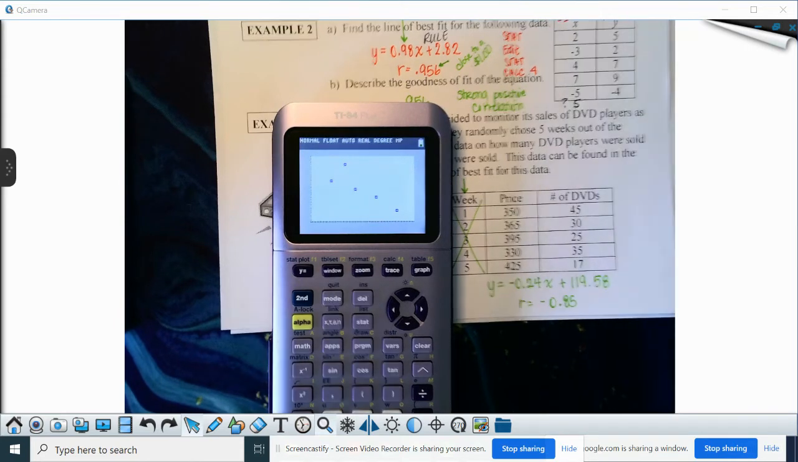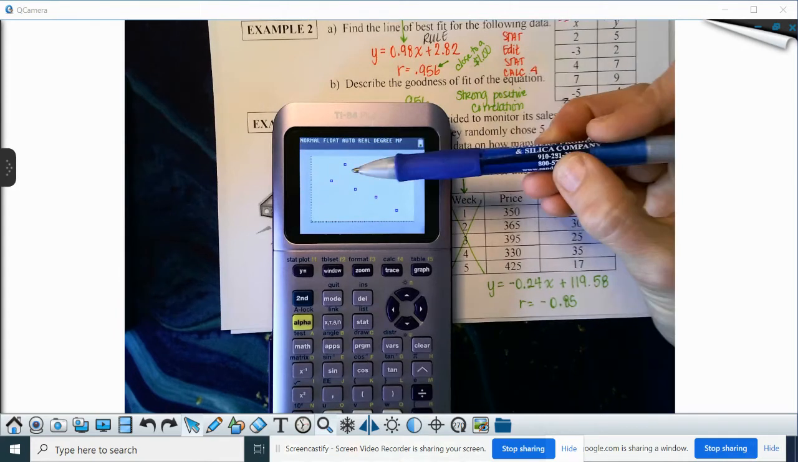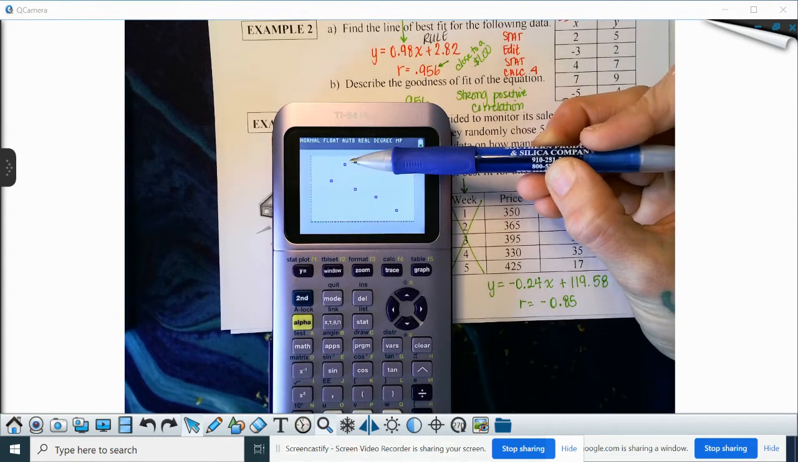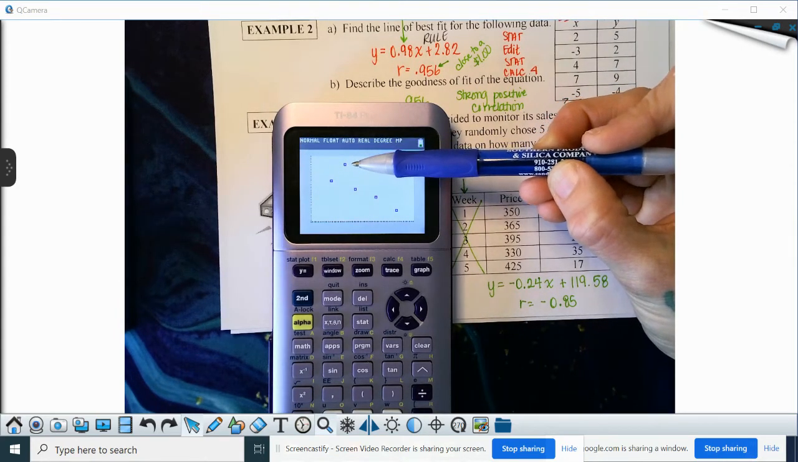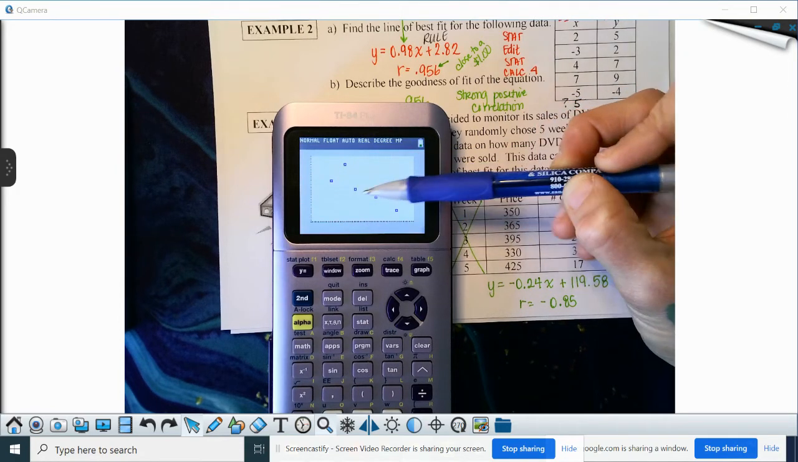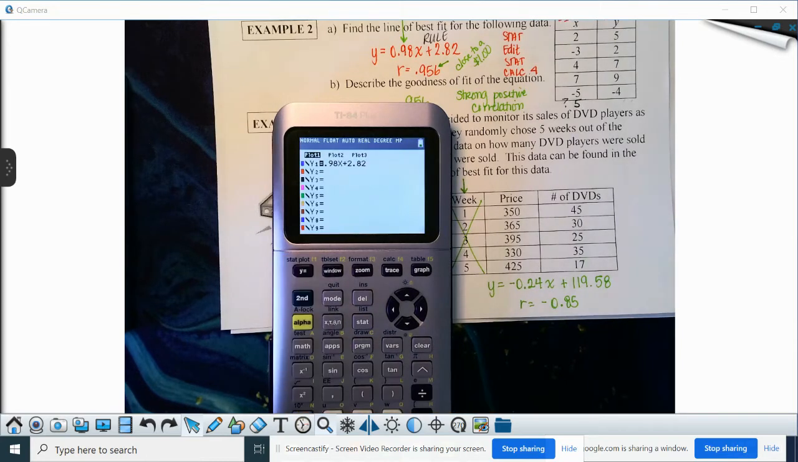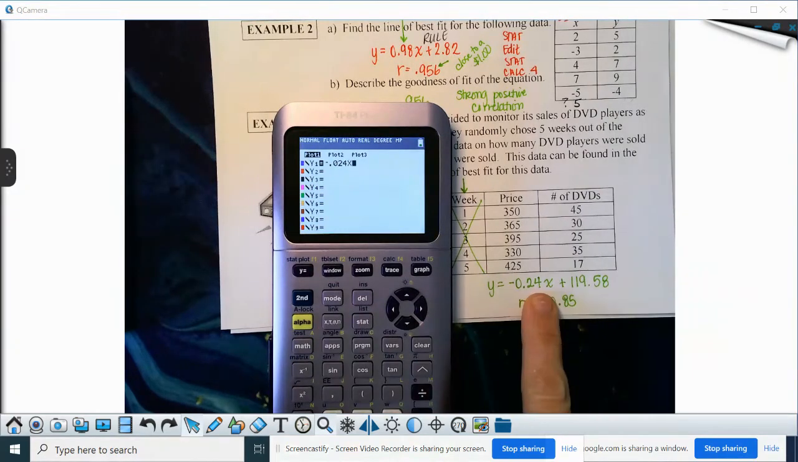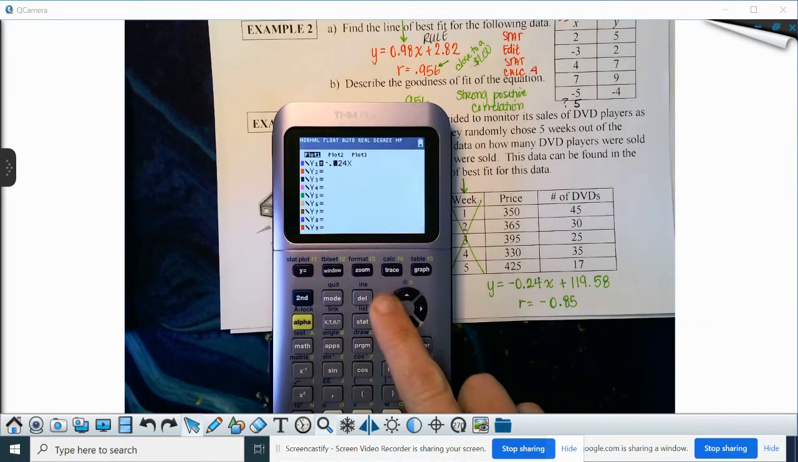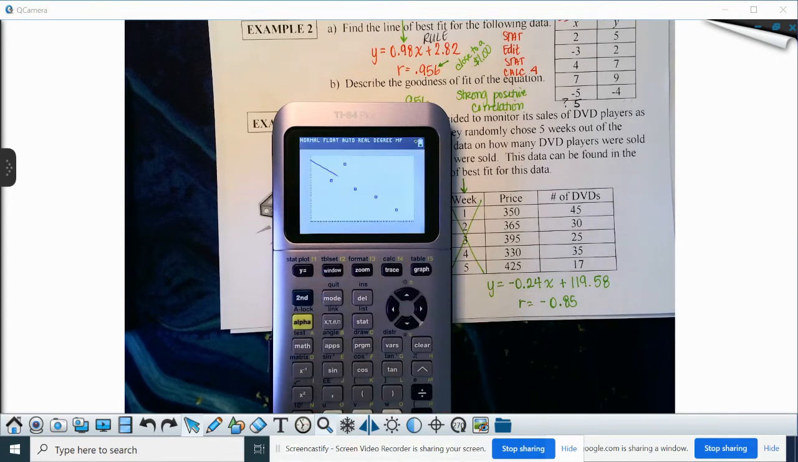It is pretty linear. This plot out here looks pretty far off the rail. Not quite outlier worthy, but it starts to get a little wiry out here. So this price is probably not sticking to the same trend of number of DVDs to be sold usually. And then again, you can go back to your Y equals, and I have my other line in there, sorry. So negative 0.24x plus 119.58. And then if I graph it, I see that line going down.